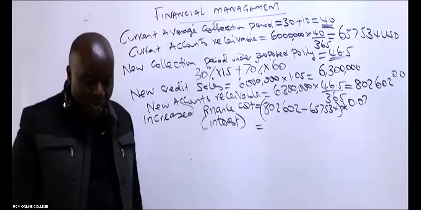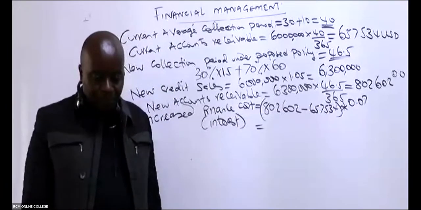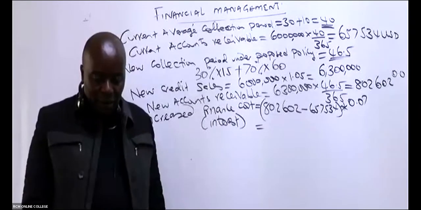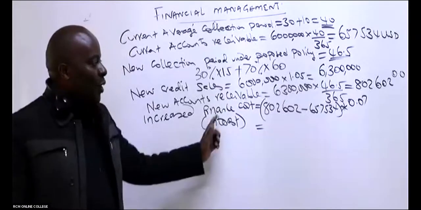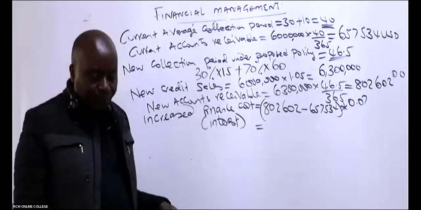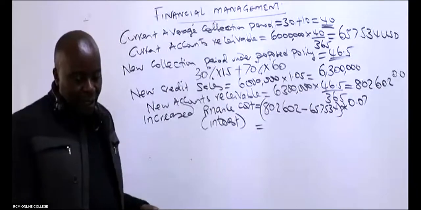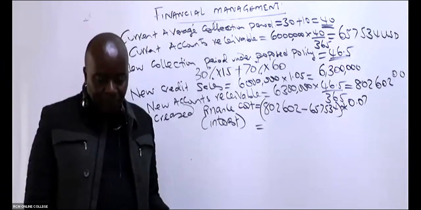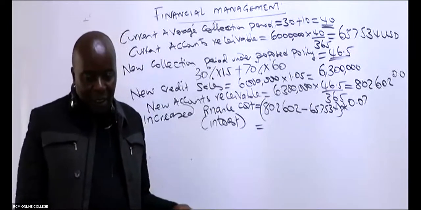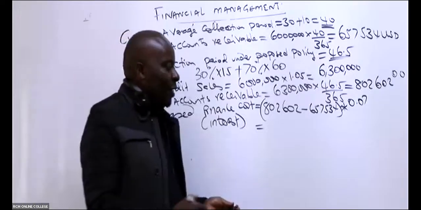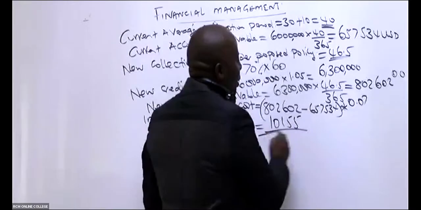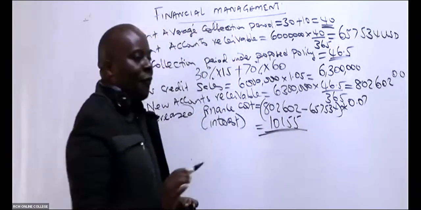So how much do we have there? Approximately the increased finance cost because of increase in receivable. Approximately, how much do we have there? So approximately, we are getting 10,155, isn't it? Approximately 10,155.